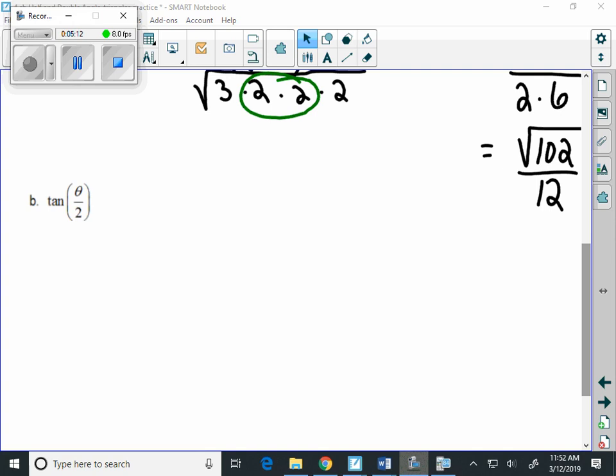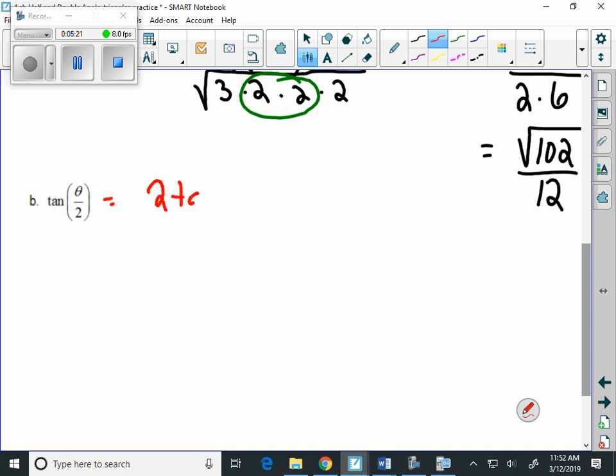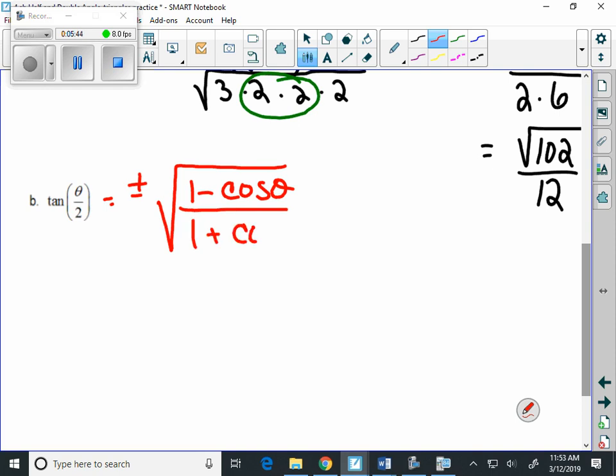So now we're going to look at the tangent of theta over 2, and let's write down the formula for the tangent of theta divided by 2. It is 2 tangent of theta divided by 1. Oops, I'm looking at the wrong one, sorry. It is plus or minus the square root of 1 minus cosine of theta divided by 1 plus the cosine of theta. And the nice part about this problem is, again, it was already in terms of cosine.